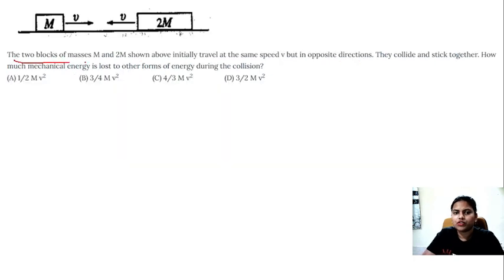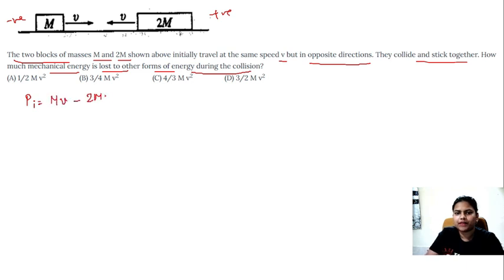The two blocks of masses m and 2m shown above initially travel at the same speed v but in opposite directions. They collide and stick together. How much mechanical energy is lost to other forms of energy during the collision? This is the negative direction and this is the positive direction. So momentum initially is equal to mass into velocity minus 2m into velocity. So it would be minus mv.